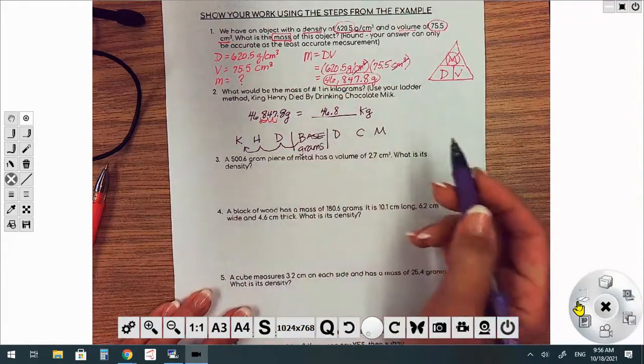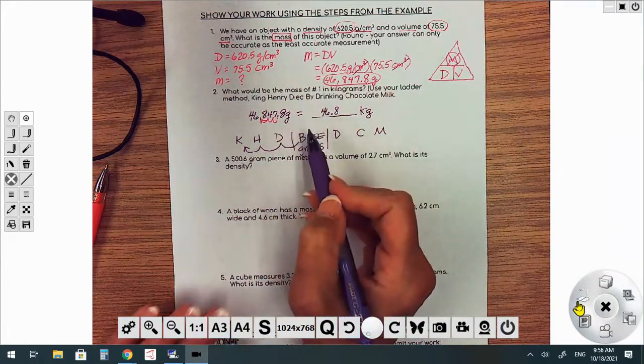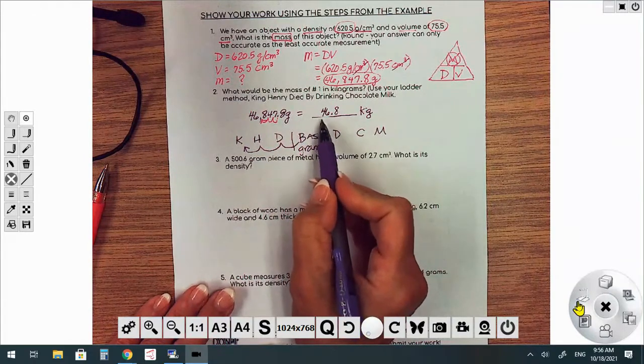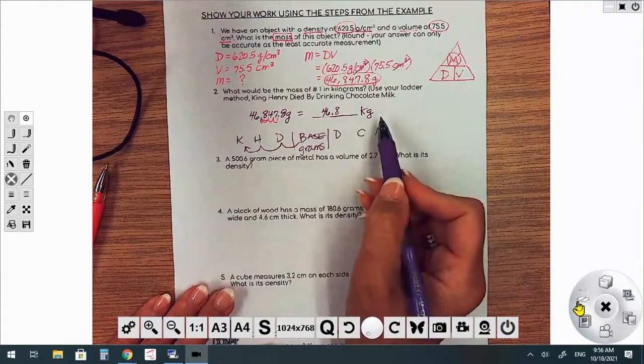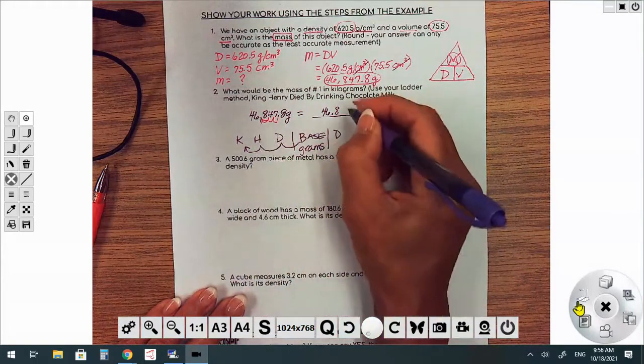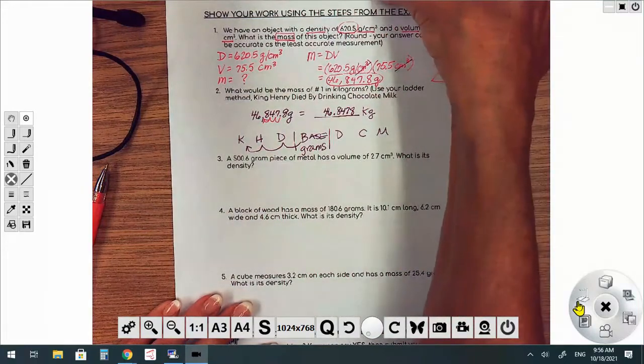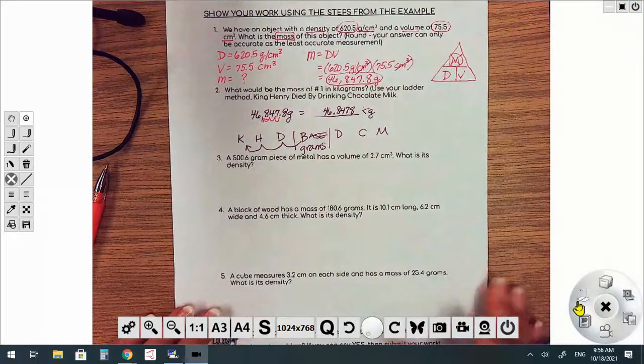And you can drop the other values because our answer can only be as accurate as our least accurate measurement. But if you added the other ones, I'm not taking off. But if you have 46.8 kilograms, awesome. You could also have had 46.8478 if you want to hang on to those digits, okay?